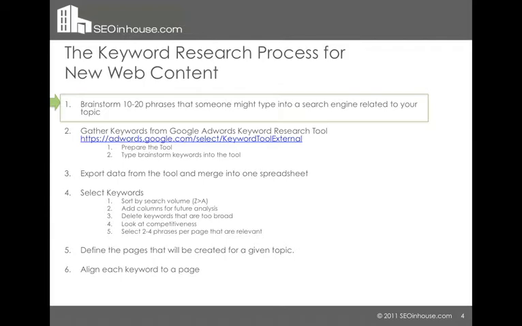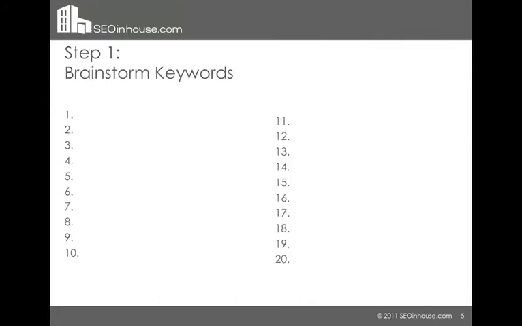The first step is to brainstorm 10 to 20 phrases that someone might type into a search engine related to your topic. So what you'll do is sit down and say, okay, what are 10 to 20 phrases that somebody might type into the search engine?